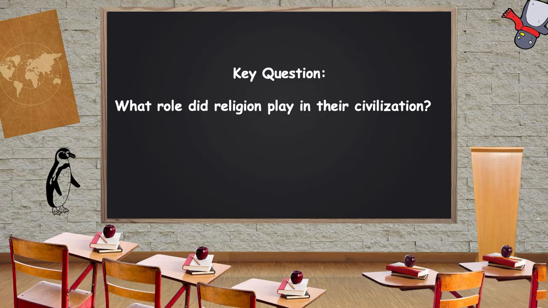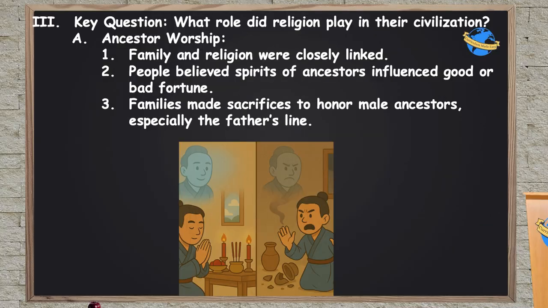All right, let's talk about the religion of this culture. All cultures develop these complex institutions. Religion is a very important one. So let's talk about the religious beliefs of the Chinese civilization. A really big component of this is ancestor worship. This belief that family and religion are very closely interlinked.